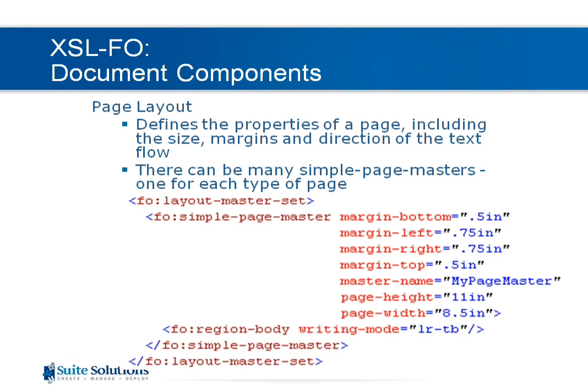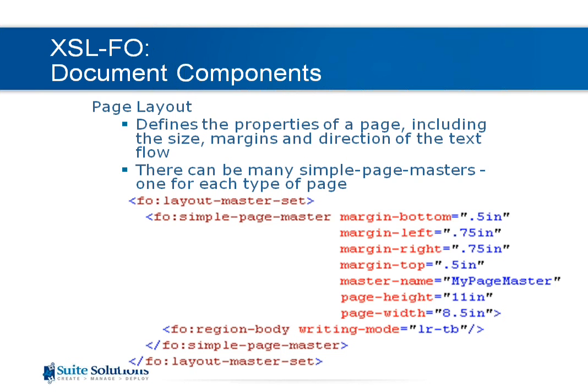Okay. So now we get to the more practical or interesting parts. What does page layout do for us? What page layout does for us, it defines the properties of a page, including the size, margins, and direction of the text flow. Okay, and what it's called in technical language is simple page masters. And there can be many simple page masters, one for each type of page.